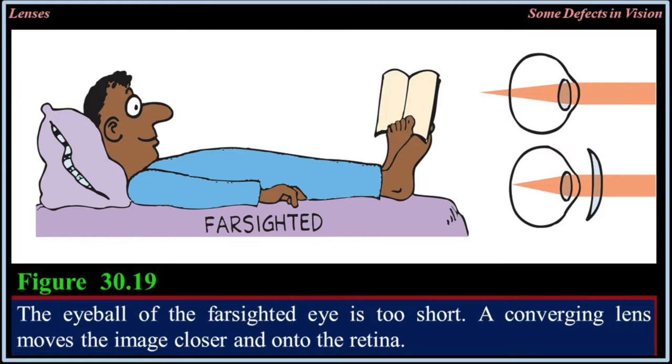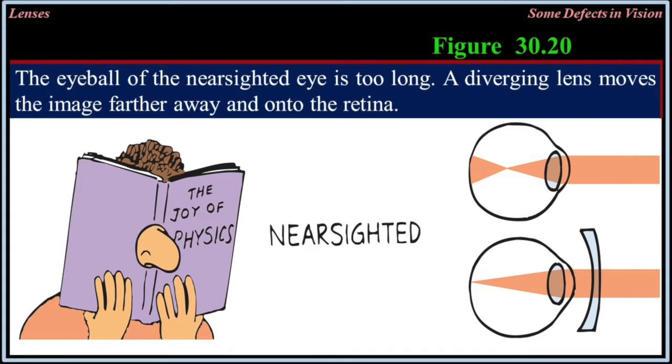Figure 30.19, the eyeball of the farsighted eye is too short. A converging lens moves the image closer and onto the retina. Figure 30.20, the eyeball of the nearsighted eye is too long. A diverging lens moves the image farther away and onto the retina.